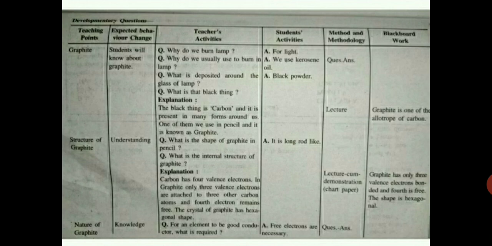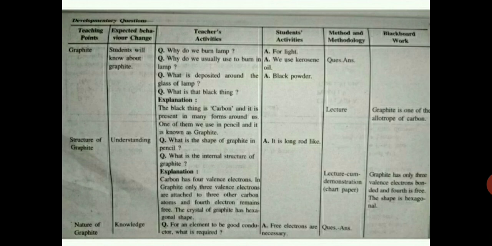Now the teacher is asking a question. Pupil teacher: why do we burn a lamp? Students will answer, we burn a lamp for light. Why do we usually burn in a lamp? Usually the students will say, we use kerosene oil. What is deposited around the glass of the lamp? The children will say there is a black powder or black substance on the glass of the lamp. Now the teacher will ask, what is that black thing? Obviously the children will not be able to answer because this is new for them. And the methodology used here is questioning and answering.